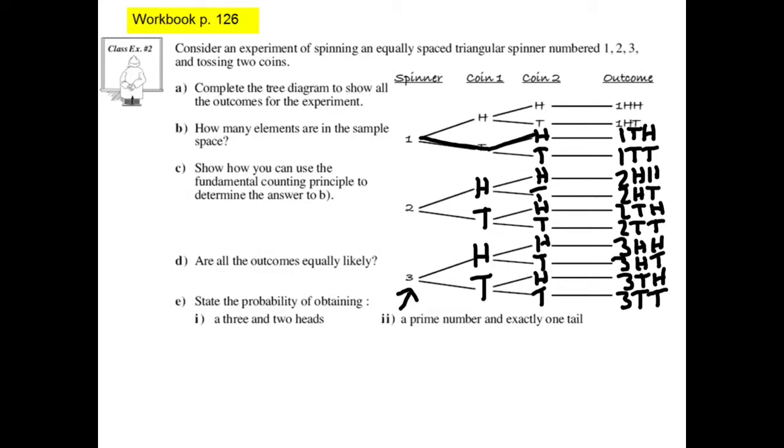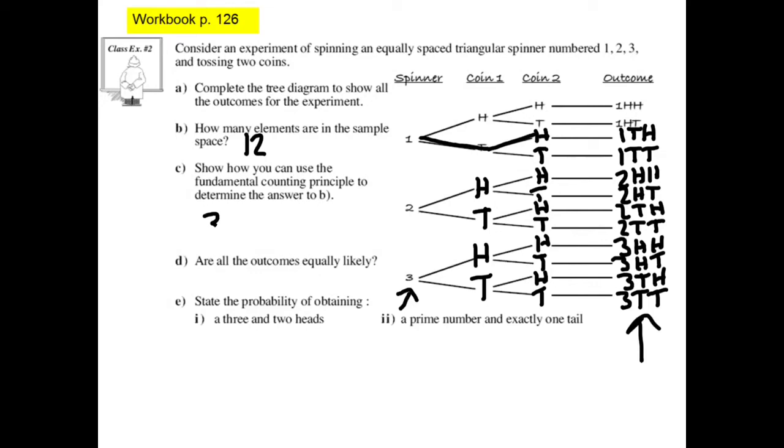Now, how many elements are there in the sample space? Well, you can find that out right here. You'll have 12 possible outcomes. You can always draw all of these out, but that's going to take a little bit of time. The other way you can shorten this up a little bit is actually to use the fundamental counting principle.